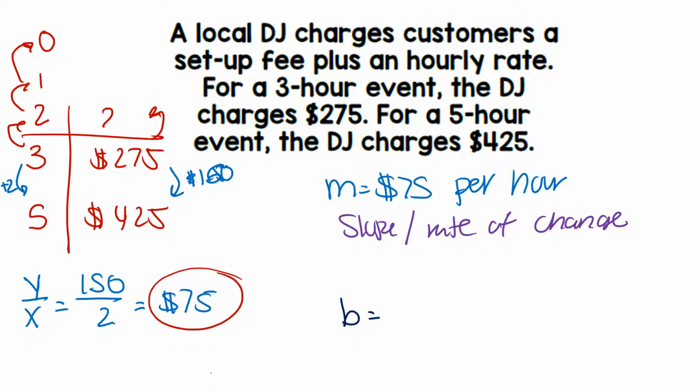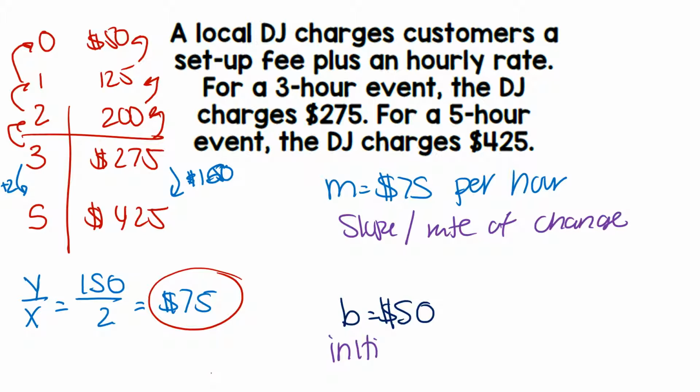275, going back 75 is going to put us at 200. Going back 75 again is going to put us at 125. Going back 75 again is going to put us at 50. Our b value is $50. B stands for the initial value, also known as the y-intercept.